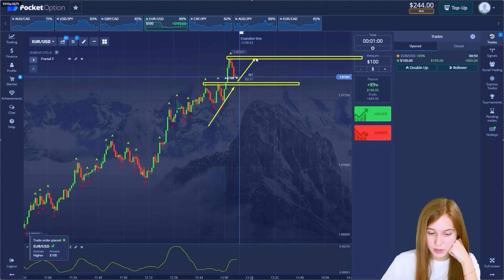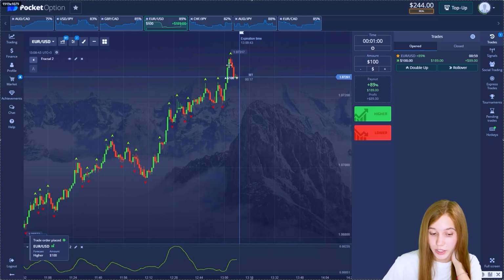At this point, I think it will be a reversal in the opposite direction. The fractal was formed relatively long ago, so it's not worth looking at it. In this case, after this drawdown happens.